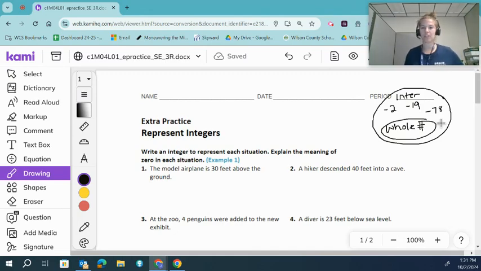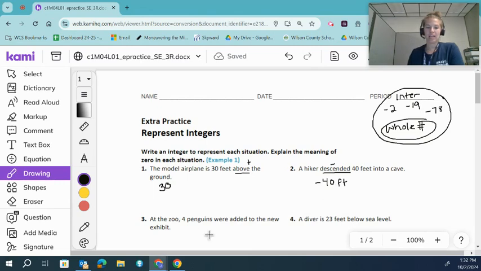Now, we can use integers to represent lots of real world situations. Okay, and we're going to take a look at a couple right now. So it says the model airplane is 30 feet above ground. Above is a word that would indicate a positive integer, so we would use the number 30 to represent that. This next one, a hiker descended 40 feet into the cave. So descended would be a word that represents a negative. Descended means to go down. So that would be a negative 40 feet.